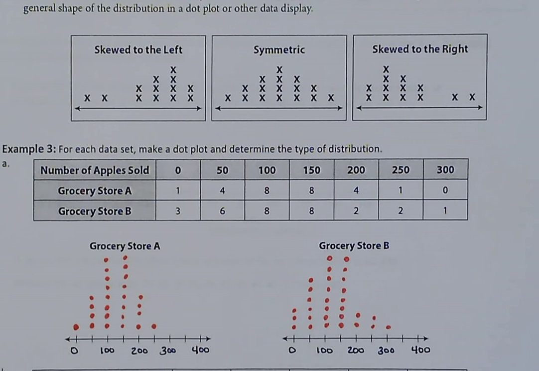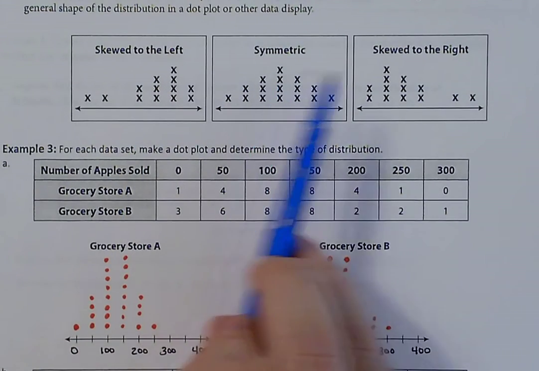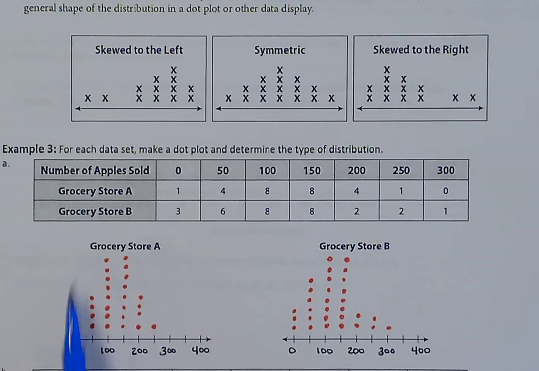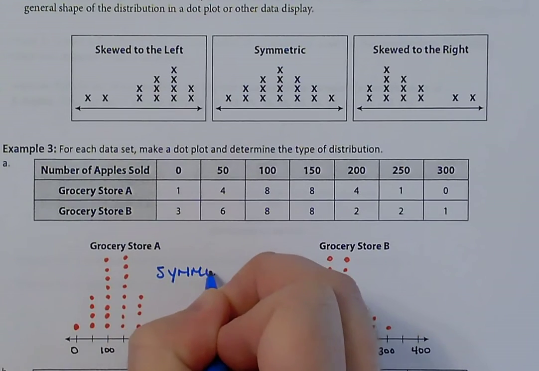Now we need to just go through and determine whether the data distribution is skewed to the left, symmetric, or skewed to the right. So if we look at grocery store A, what would you say that is? Okay, this one is symmetric because it's the same on the left and on the right, and there's no trailing one way or the other, so this one is just symmetric.